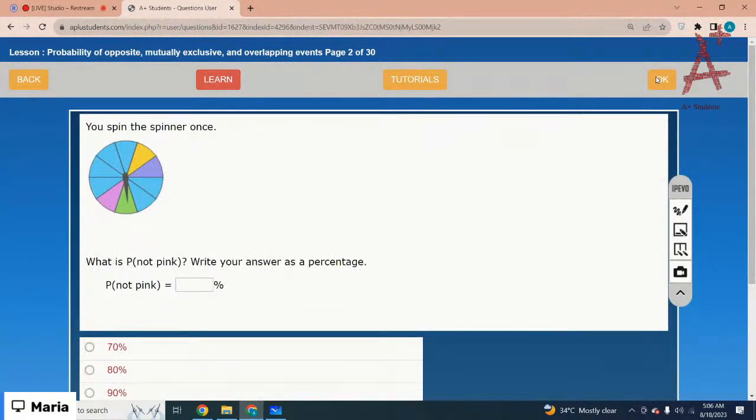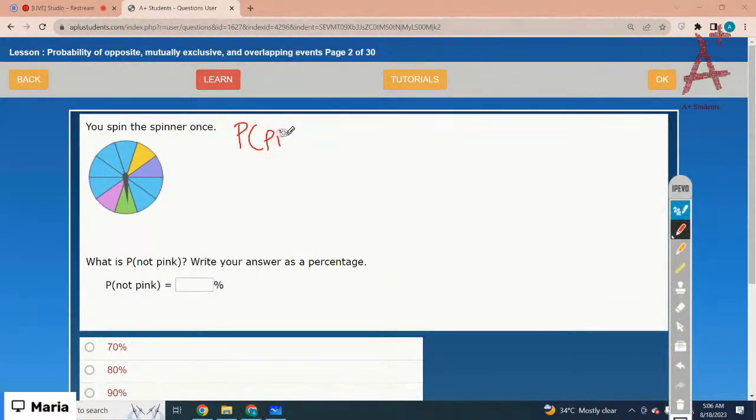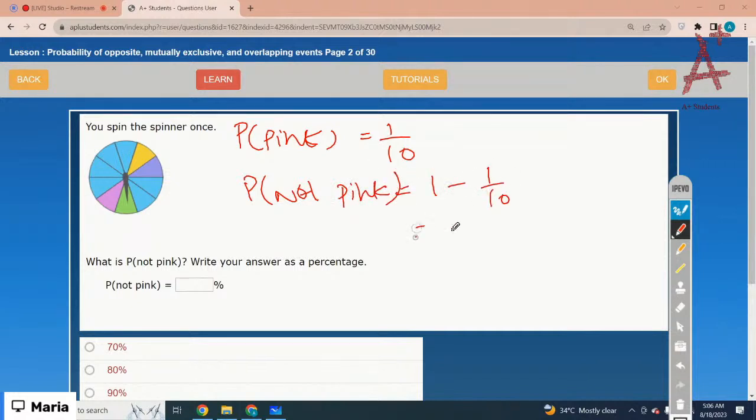You spin the spinner once. What is the probability of not pink? Which is the correct option? The probability of pink is 1 out of 10. Not pink is 1 minus 1 over 10, which is 9 over 10, and yes, that would be 90%. Very good.